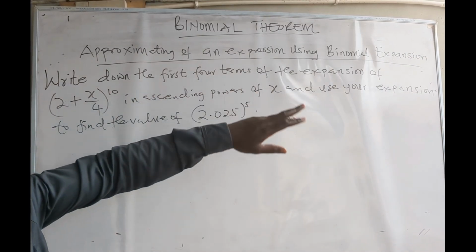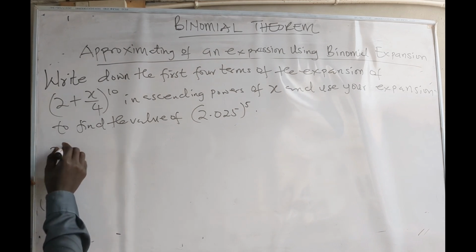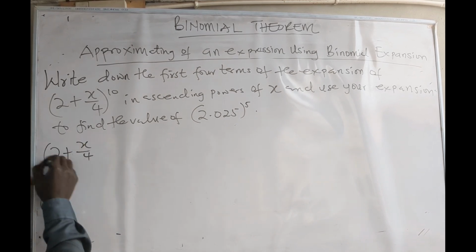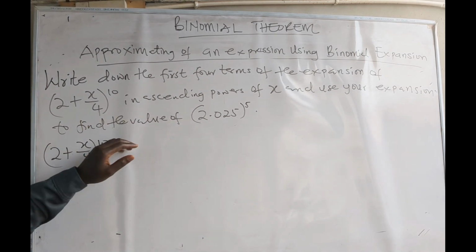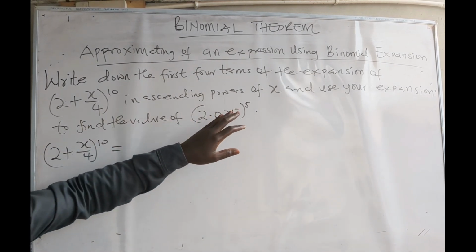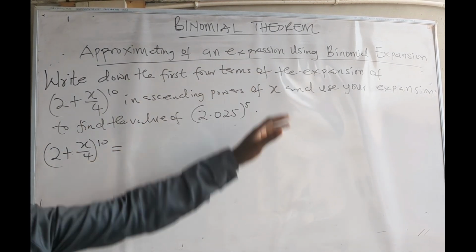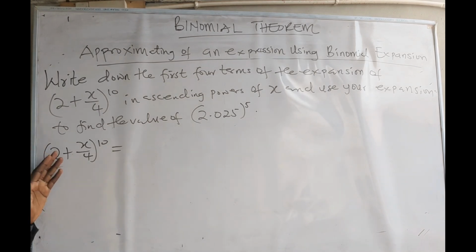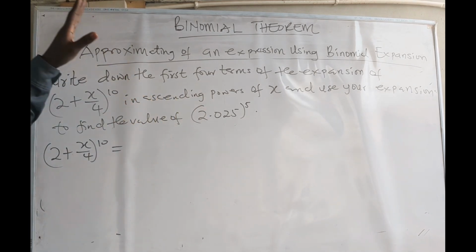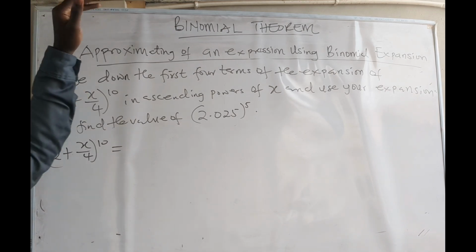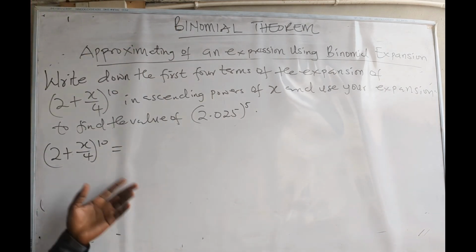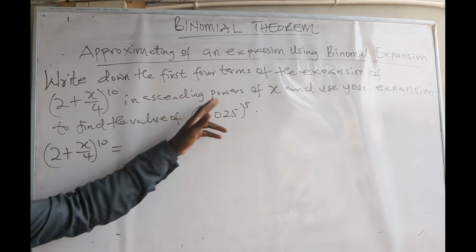Write down the first 4 terms of the expansion of (2 + x/4) exponent 10 in ascending powers of x, and use your expansion to find the value of 2.025 exponent 10. So we are writing just the first 4 terms. This is exponent 10, so exponent 10 will reach up to 11 terms. We are just writing the first 4 terms in ascending powers of x.